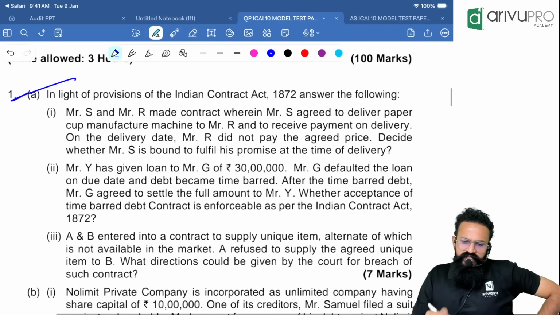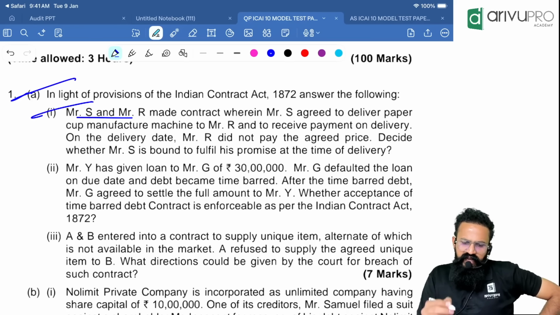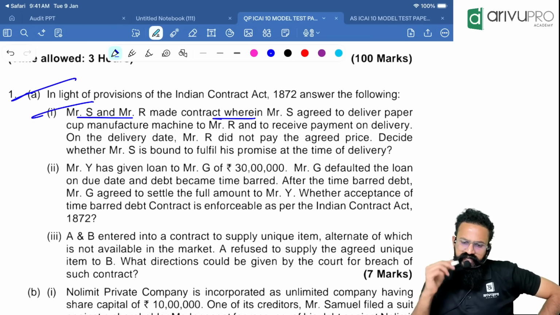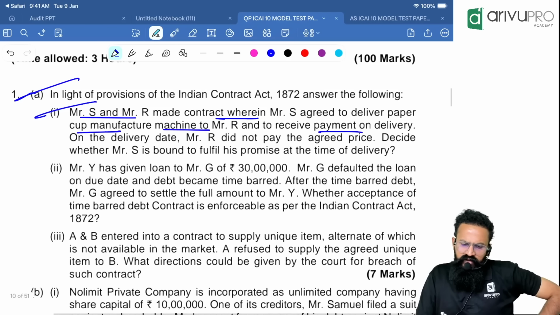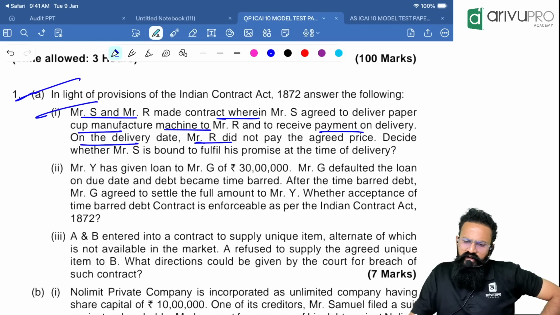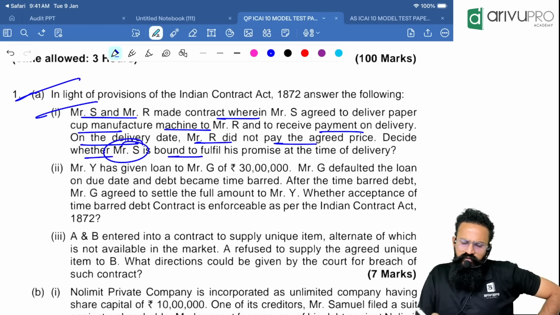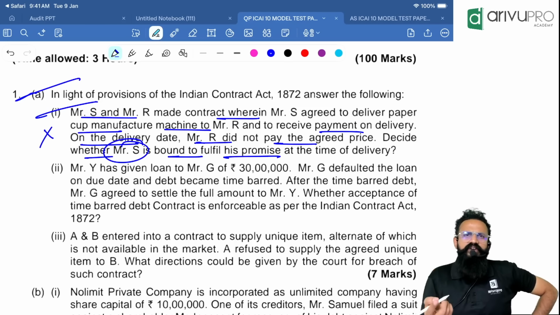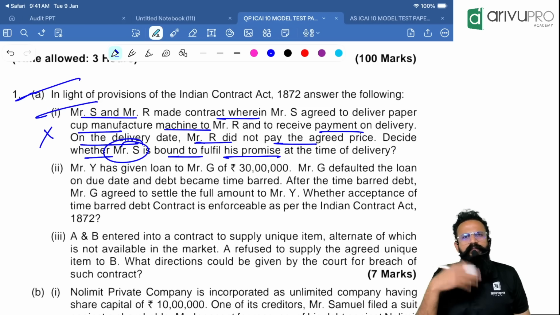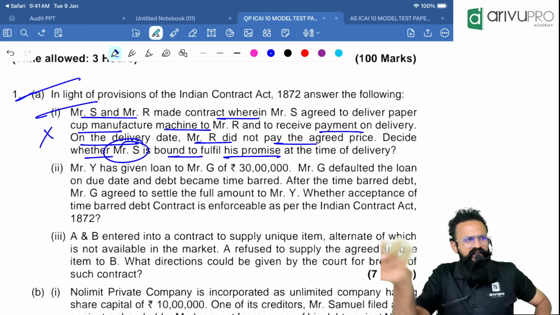In light of the provisions of the Indian Contract Act 1872, answer the following. Mr. S and Mr. R made a contract wherein Mr. S agreed to deliver a paper cup manufacturing machine to Mr. R and to receive payment on delivery. On the delivery date, Mr. R did not pay the agreed price. Decide whether Mr. S is bound to fulfill his promise. Answer is no. Reciprocal promises. The promisee is not bound to perform if the promisor is not willing to perform. If you have not paid the price, why will I give you the machine?